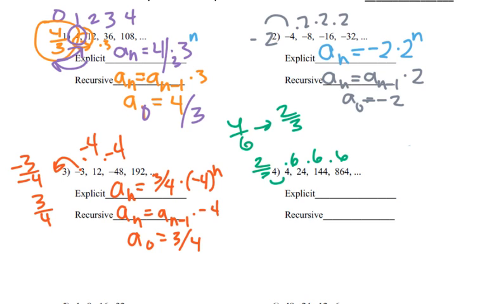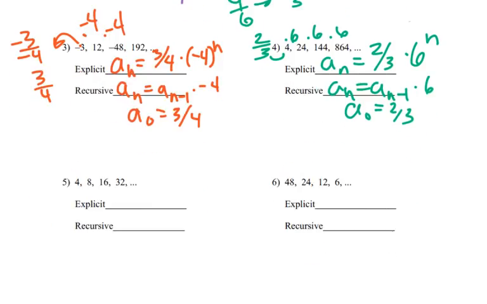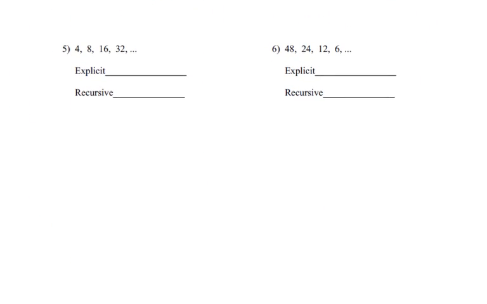Okay, and if we go back, 4 divided by 6, that can reduce to 2/3. So we start at 2/3. So explicit a sub n equals my start number, 2/3. What am I doing? Times them by 6 repeatedly, so 6 to the nth power. Then for recursive, a sub n equals a sub n minus 1 times 6. A sub 0 equals 2/3. All right, so just 2 more to go.